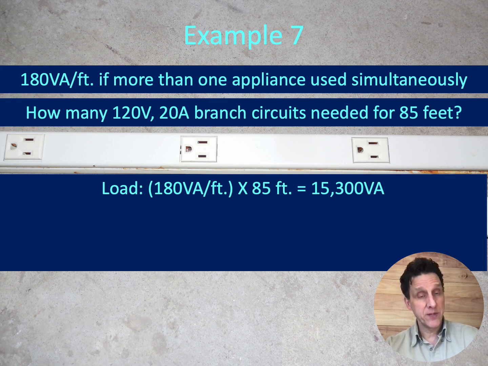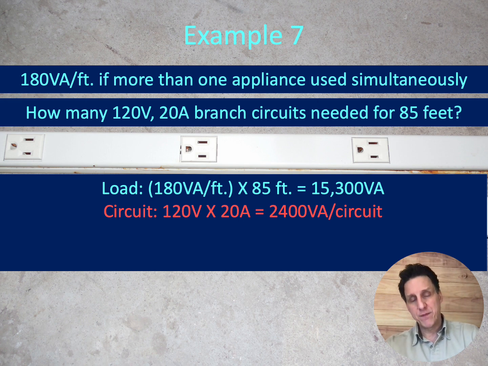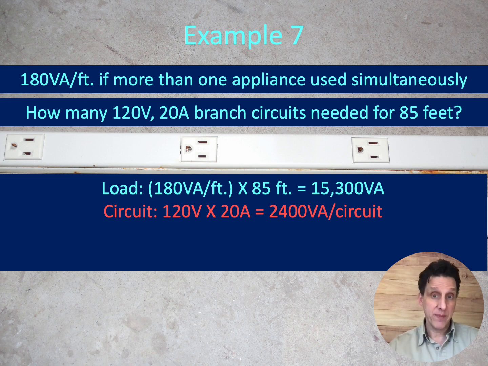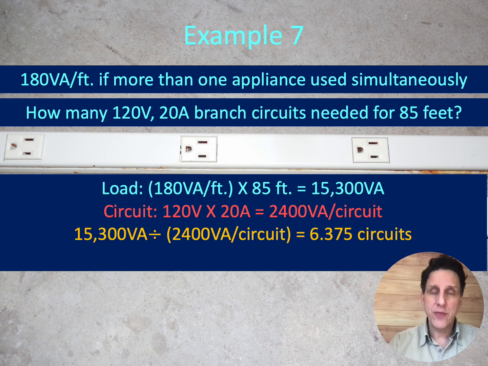So now we need to know information about the circuit. Here's the circuit information. It's 120 volts, 20 amps. So each circuit provides or can accommodate 2,400 volt amps of load. So we need to take the total VA divided by the VA per circuit, and that'll tell us how many circuits. And there we go. There's the load, 15,300 volt amps. That's the calculated load divided by the volt amps per circuit. We're going to need 6.375 circuits.